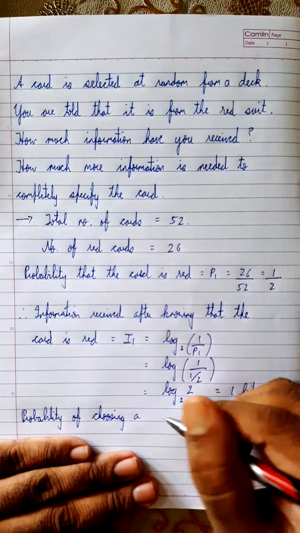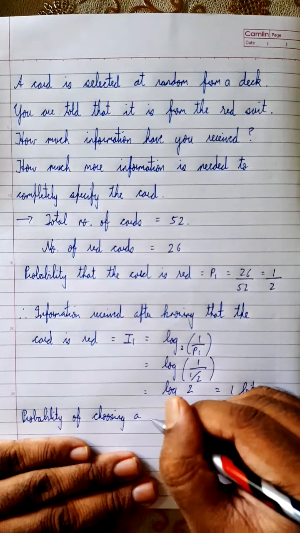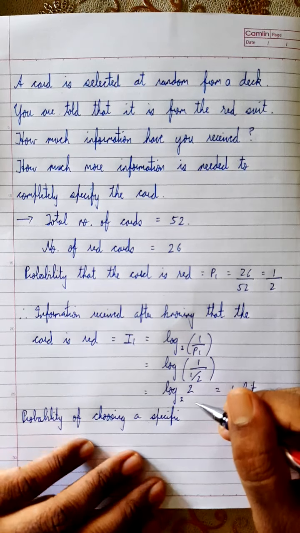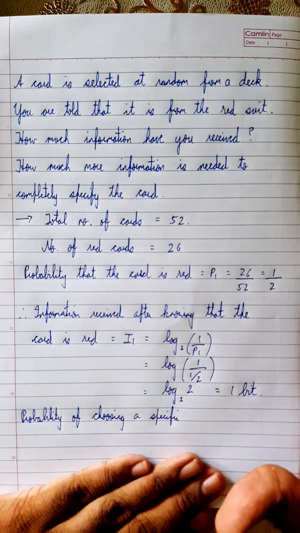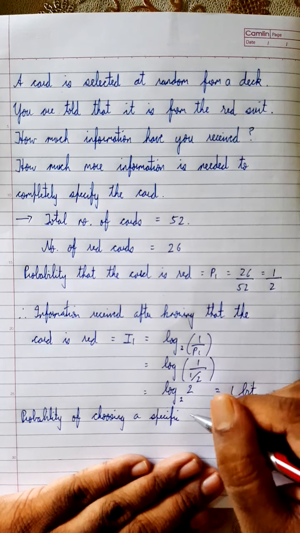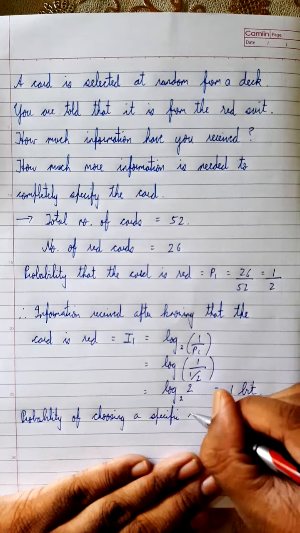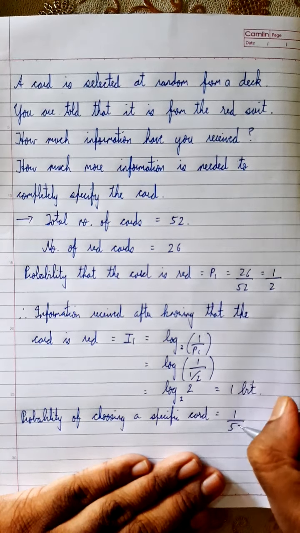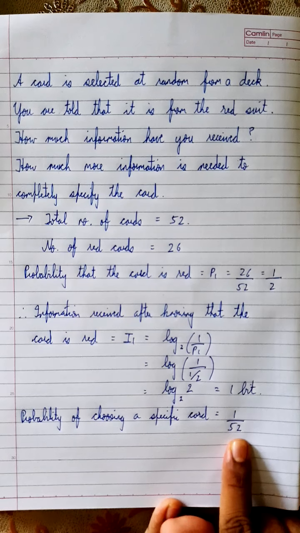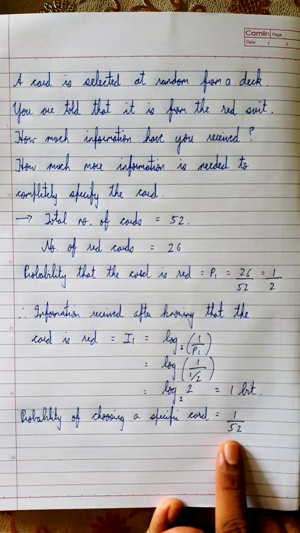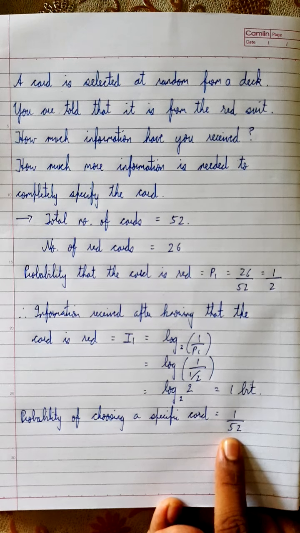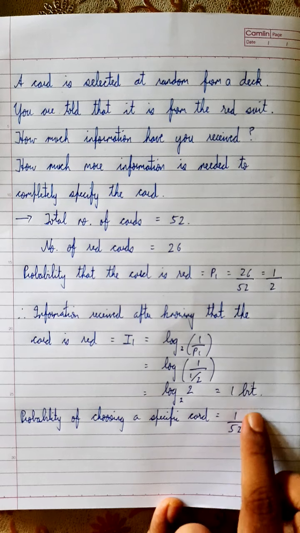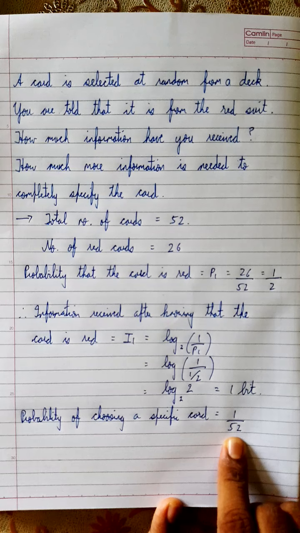Choosing a specific card, like 9 of hearts or 2 of diamonds, because we know that each card is unique, right? No card is repeating. Each card is exactly unique. So the probability of choosing a specific card is equal to 1 by 52. The probability of choosing an ace of hearts, or 3 of diamonds, there's only one ace of hearts, only one 3 of diamonds. That is why the probability of choosing a specific card is 1 by 52.